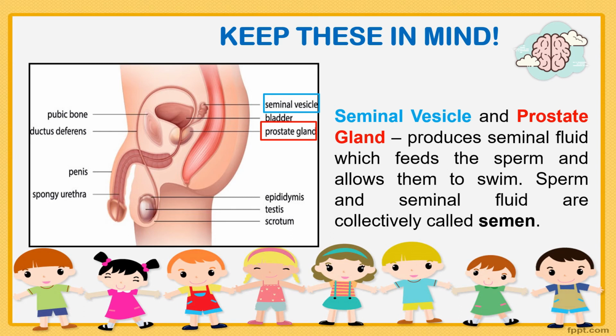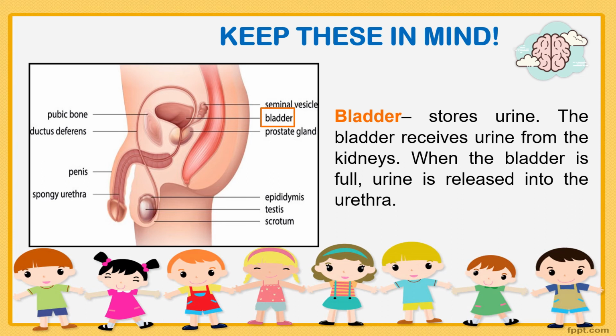Seminal vesicle and prostate gland produces seminal fluid which feeds the sperm and allows them to swim. Sperm and seminal fluid are collectively called semen. Bladder stores urine. The bladder receives urine from the kidneys. When the bladder is full, urine is released into the urethra.